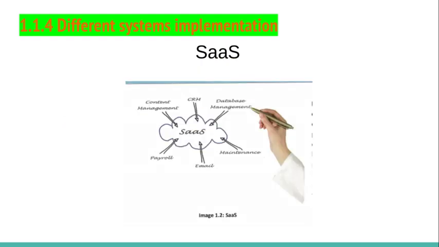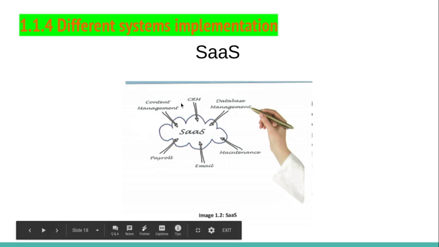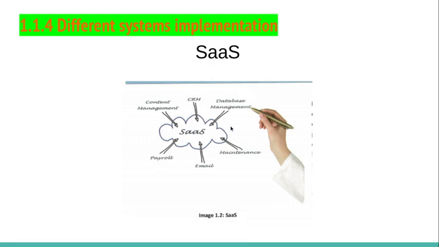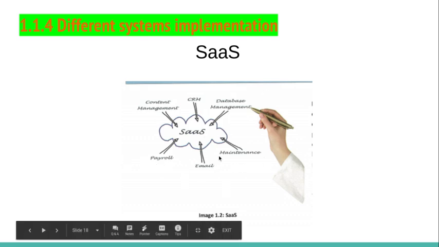Okay, so software as a service, you can think of it as accessing things in the cloud. So there are different types. There are content management, customer relationship management software, database management, maintenance software, email like Google Mail, and payroll. All these types of services and more can be offered through the web.